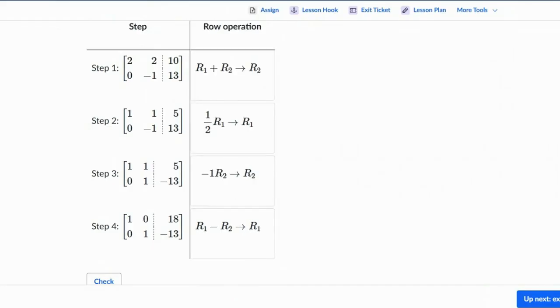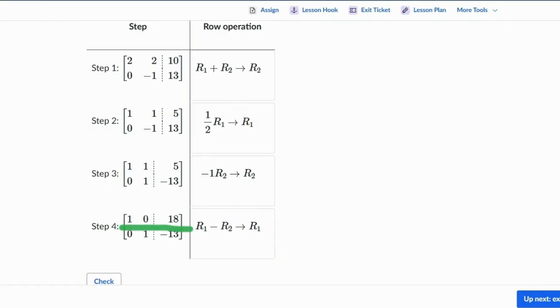1 minus 1 is 0. 1 minus 0 is 1. 1 minus 1 is 0. 5 minus a negative 13 is now 18. So you guys check, is that in your classroom? I want you to notice something. It should say, what did we end up with? Case file analysis. X equals 18. Yeah. There's no Y.